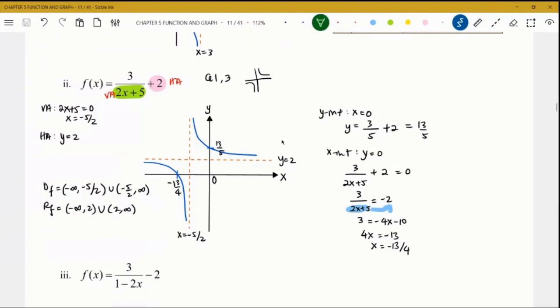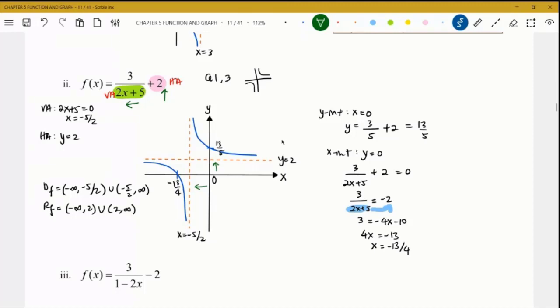So yang ini adalah shift to the left. Ini adalah shift up. So asalnya pada x equal to 0, kita shift to the left. And then asalnya y equal to 0, kita shift up sebanyak 2.